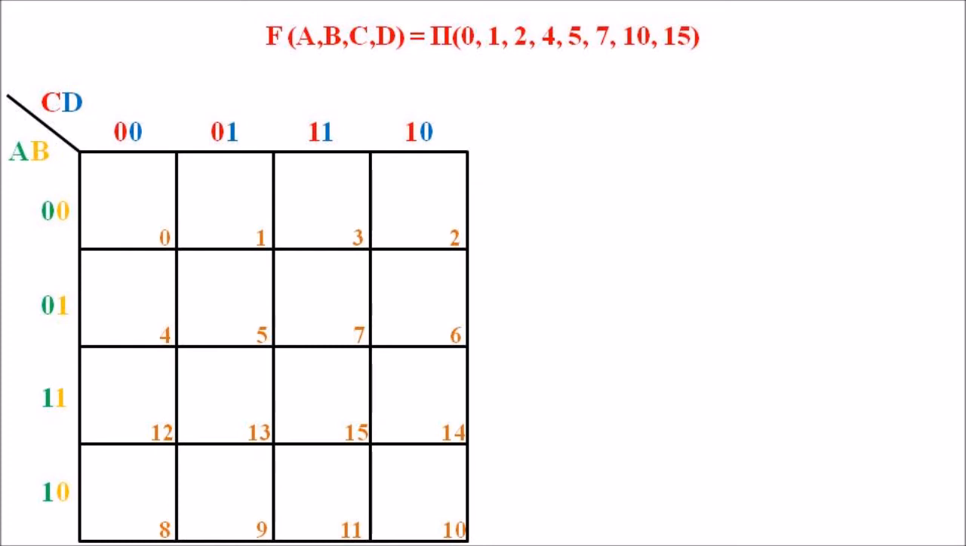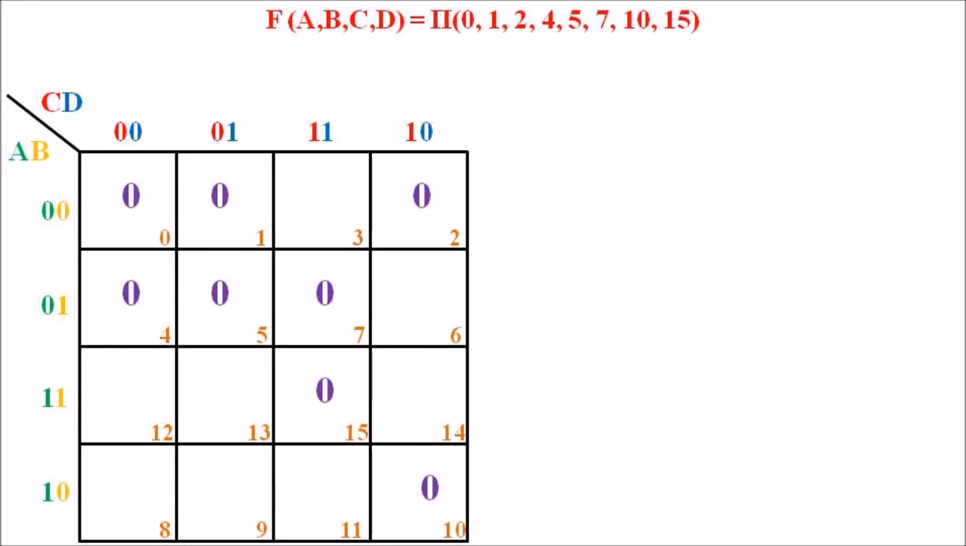As per the question, we have Pi of 0, 1, 2, 4, 5, 7, 10, and 15. So what we have to do is mark the value 0 on the given set of cells. That is, we have to mark 0 on the cells 0, 1, 2, 4, 5, 7, 10, and 15. The rest of the cell positions should be marked with the value 1. And next, what we have to do is group these different cells.